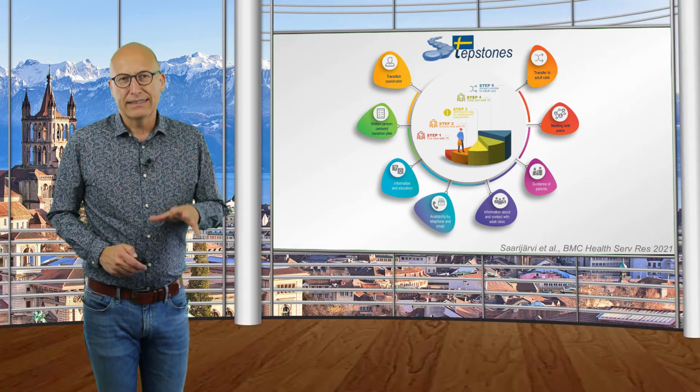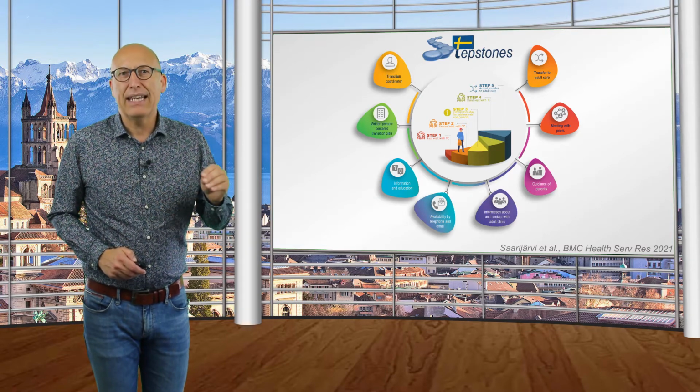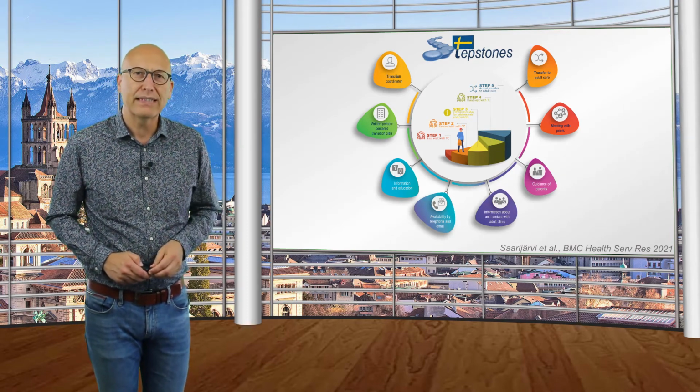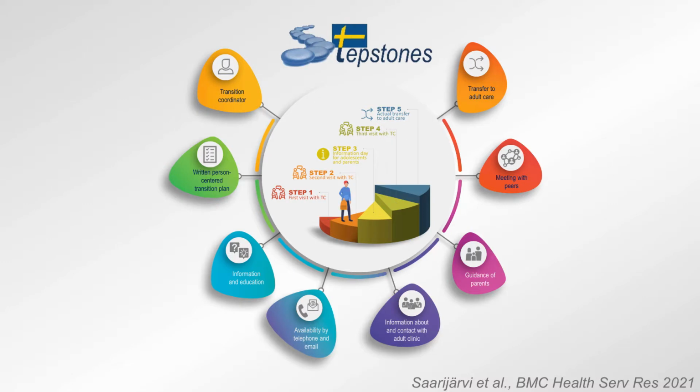In fact, the Stepstones intervention comprises 8 different components, and we deliver them in 5 steps. The different components, as you can see here, are the transition coordinator, the written person-centered transition plan, information and education, availability by telephone and email, information about and contact with the adult clinic, guidance of the parents, meeting with peers, and the transfer to the adult care. As I said, we delivered this in 5 steps.